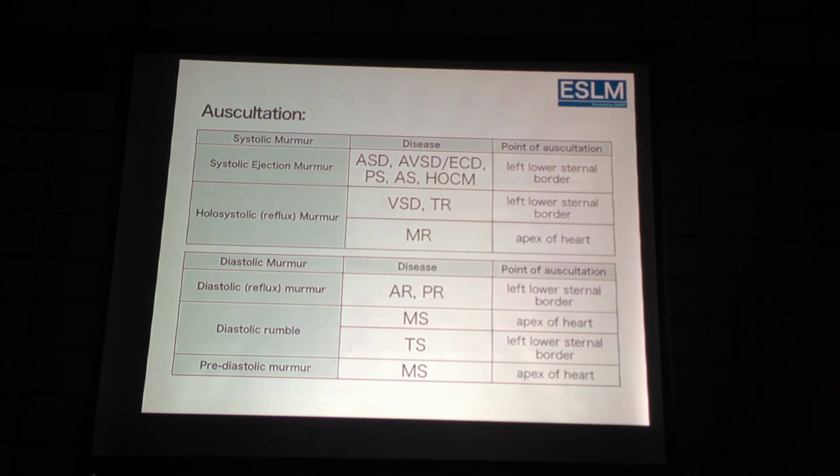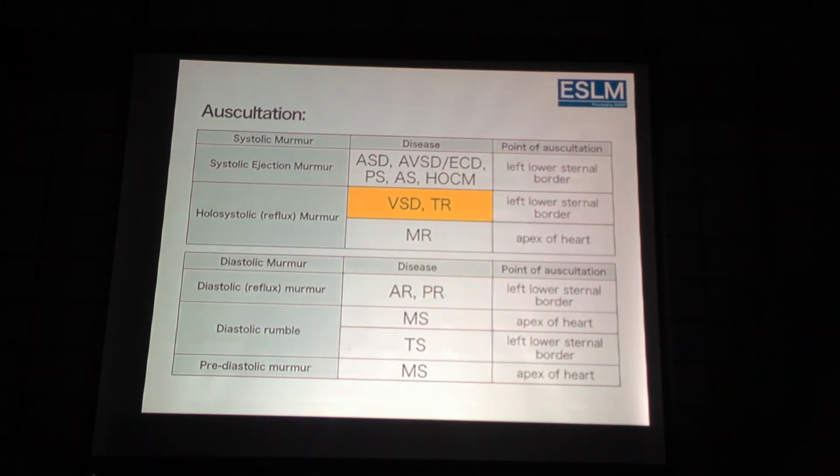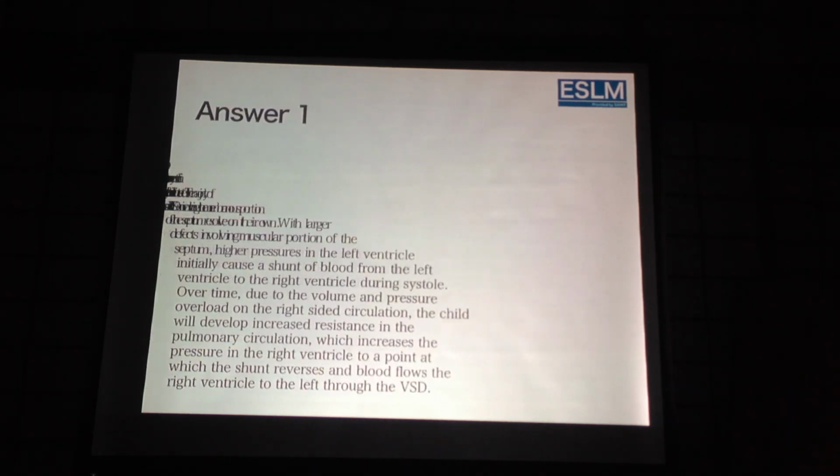I just tried to put everything together, but how much time do we have? Okay. So let's go with the answer. Holosystolic murmur in the question gives us VSD. VSD is non-cyanotic, right? In the question, the patient didn't have cyanosis, and also had a holosystolic murmur. So we can pretty much tell that it's VSD. So the answer is VSD.